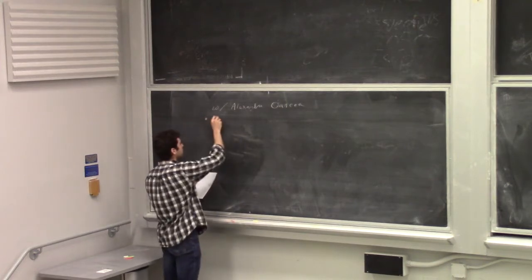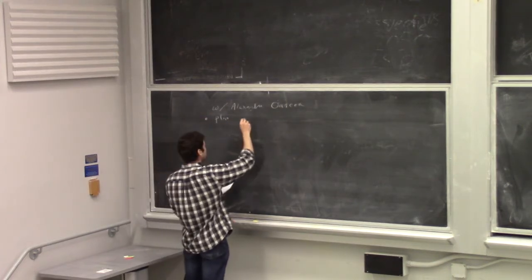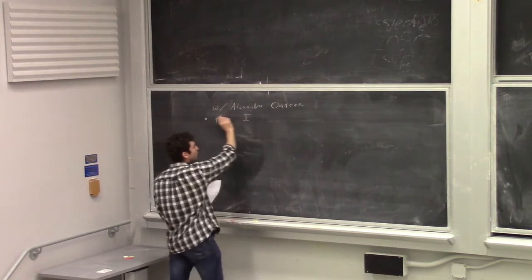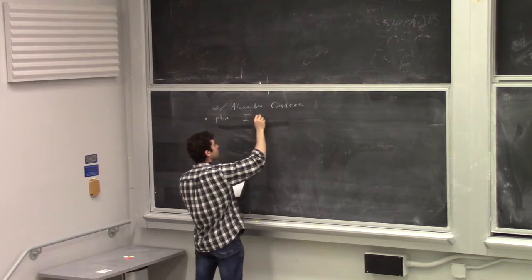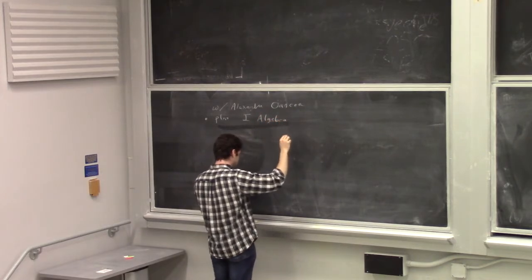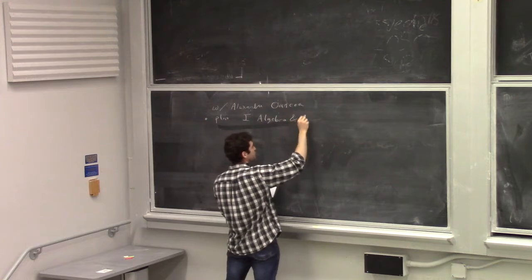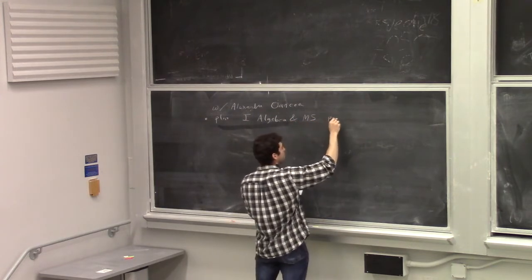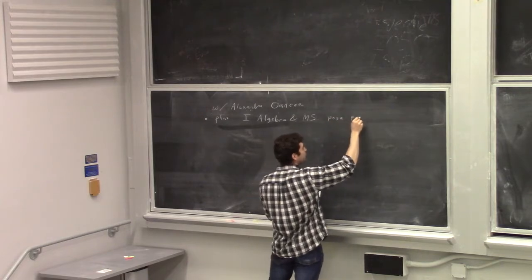So my plan is going to be to tell you about three things and maybe one more. The first one will be algebraic. It'll be the algebra that's involved in mirror symmetry. And I'm going to pose a problem.